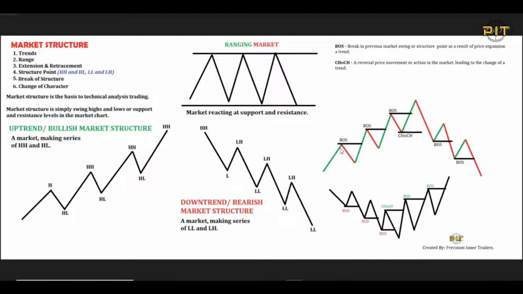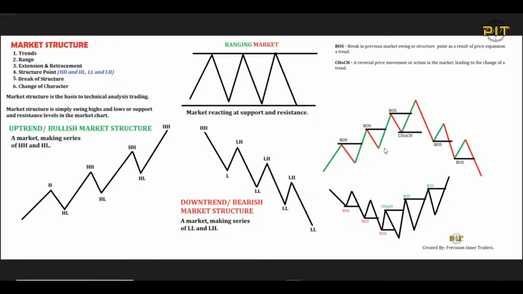Then you have what we call the break of structure. This is when an expansion breaks a previous swing point: expansion, retracement, expansion, retracement, expansion. And then change of character is actually a reversal price movement or action in the market, and it leads to a change in trend. You can see the break of structure occurs in a trend, while the change of character leads to a change in trend, a reversal in price movement.